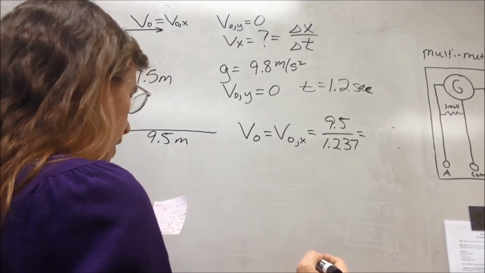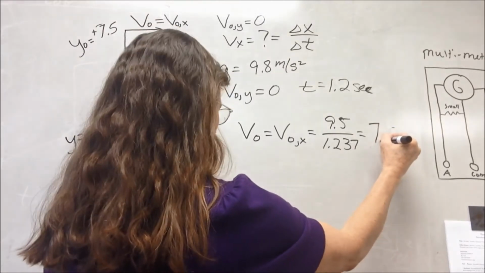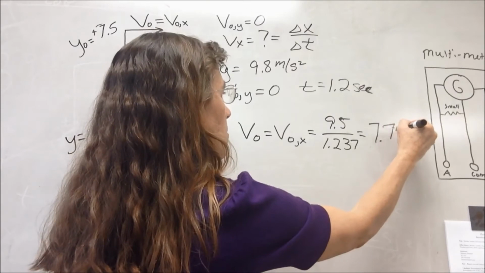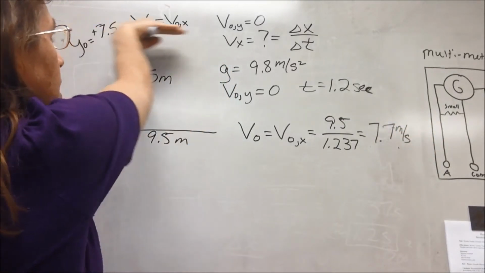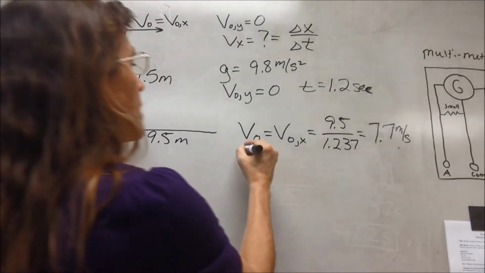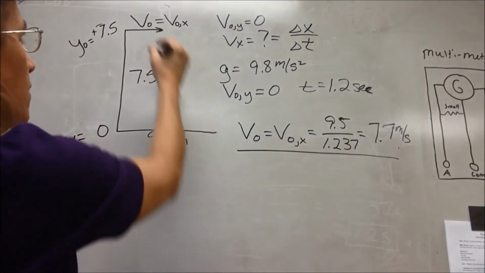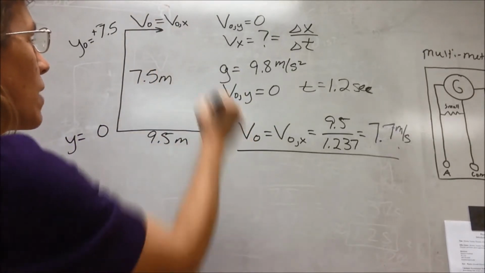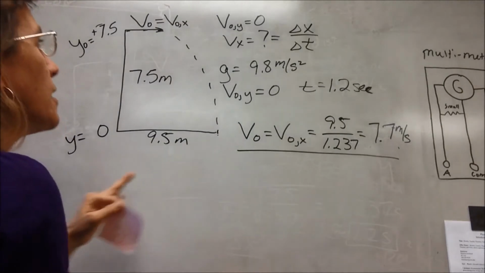And when I did that, I got 7.678 meters per second, which I'm going to round to 7.7 meters per second. So that is how fast this thing launches horizontally, and that's all that that particular problem asks for. But I want to go ahead and solve for the final velocity. How fast is this thing going when it goes through its motion and hits the ground?